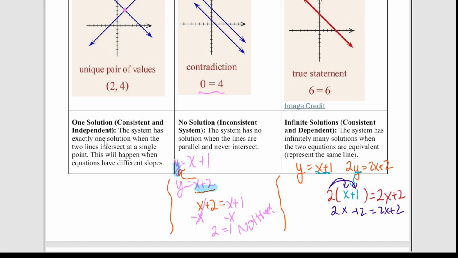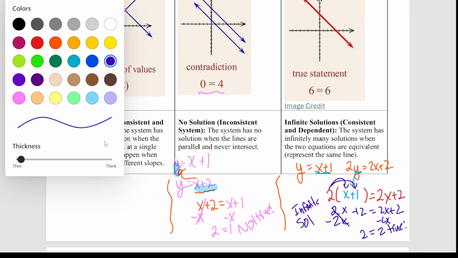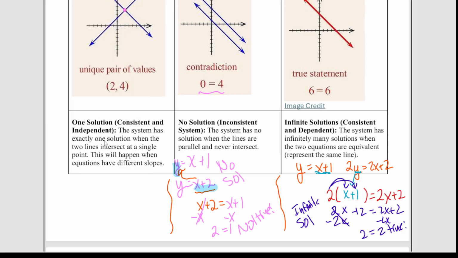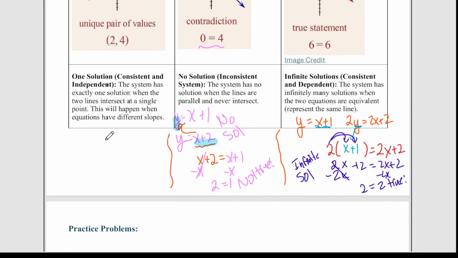You might already notice that this is getting a little bit silly because then when I subtract 2x from both sides in order to move them all to the same side, I get 2 equals 2, which is a true statement. So in this case, this would be infinite solutions. While in the other case, this would have been no solution. So that's always something to keep in mind.